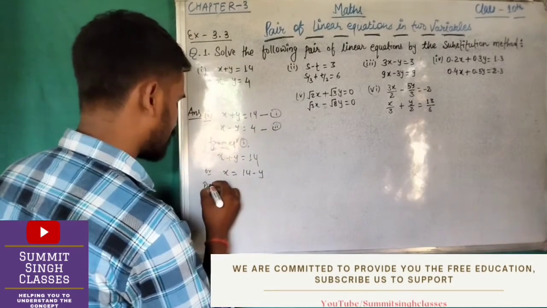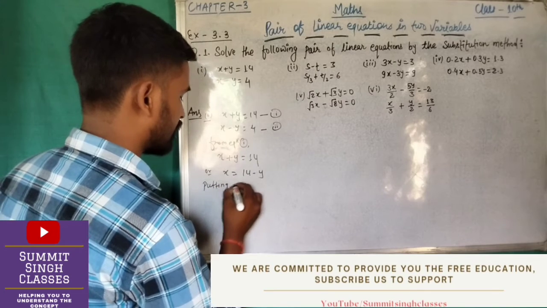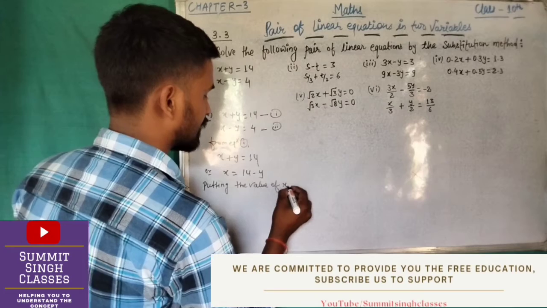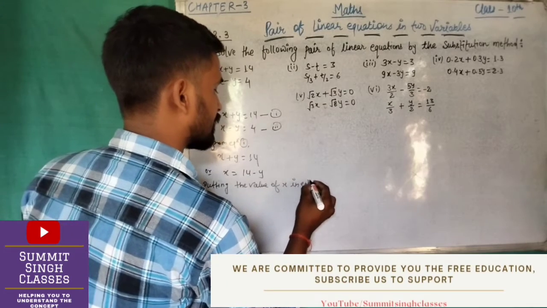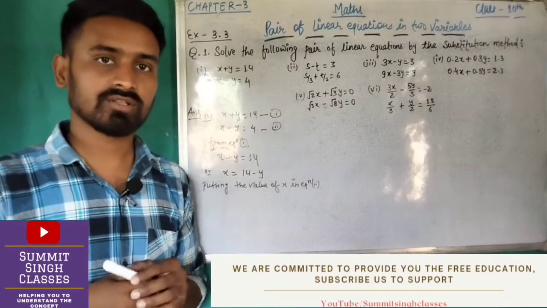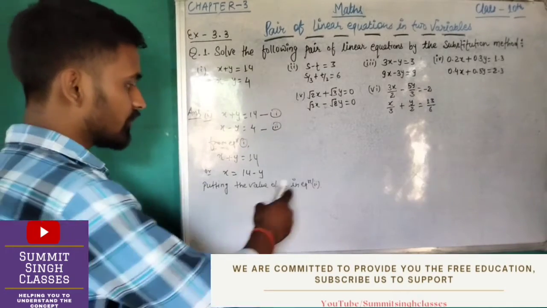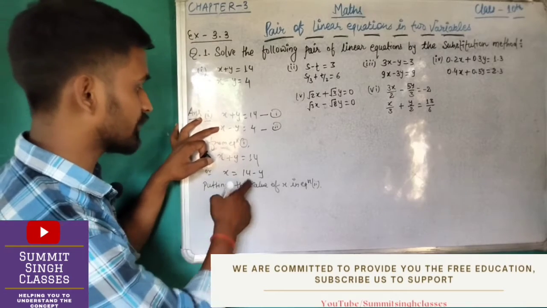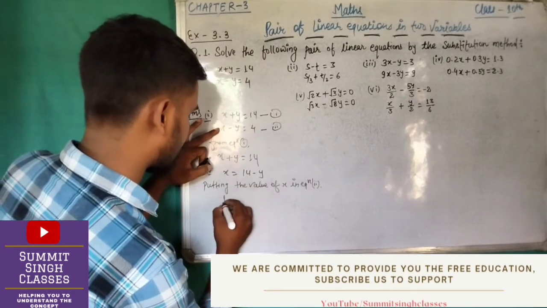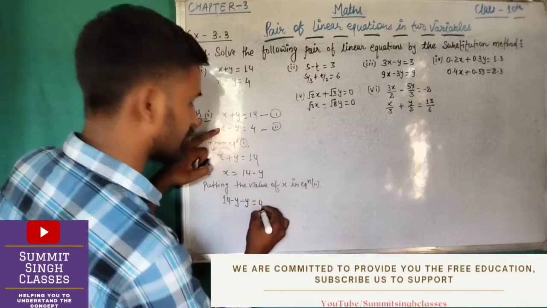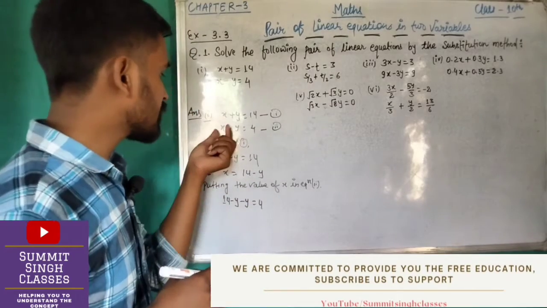So what will you write here? Putting the value of x in equation second. Where will we put it? In equation second. So after putting the value of x in equation second, we will have to write, on the place of this x, 14 minus y. So we will write here 14 minus y and then minus y is equal to 4. This will be written on the place of x.